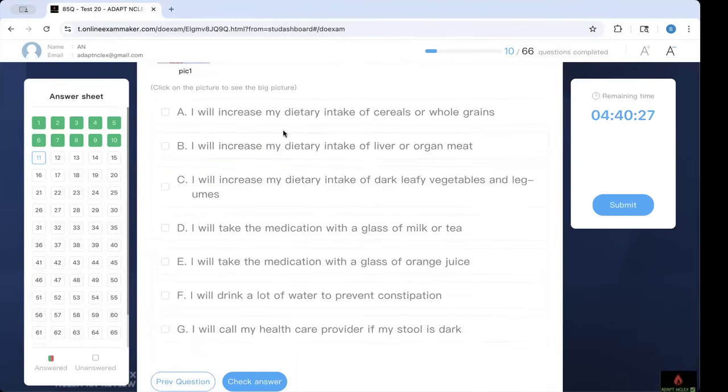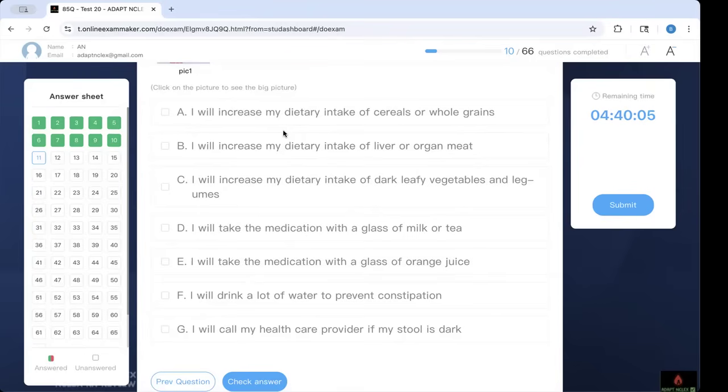I will increase my dietary intake of cereal and whole grain. Excellent, you don't need to intervene. I will increase my dietary intake of liver and organ meat. What do you think? It also has a lot of iron in it. I will increase my dietary intake of dark leafy vegetables and legumes. That is excellent, iron rich.